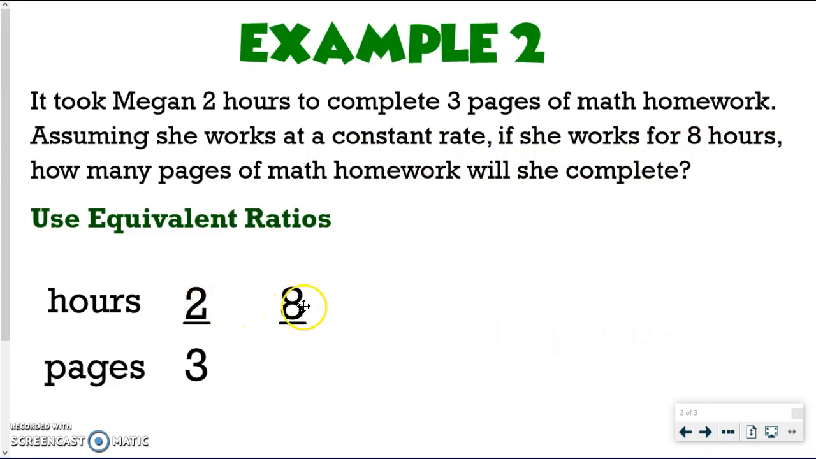So if we keep that related, on the same side or same row as the hours, we would have 8 on top compared with the 2. So again, just like before, using equivalent ratios, whatever we do to one number, we have to do to the other. So you've got to think, how did I get from 2 to 8? We obviously multiplied by 4 to get from 2 to 8, so that's what we have to do to 3 as well. So when we do 3 times 4, we end up with 12 pages as our answer. That's how much math homework she would have done.